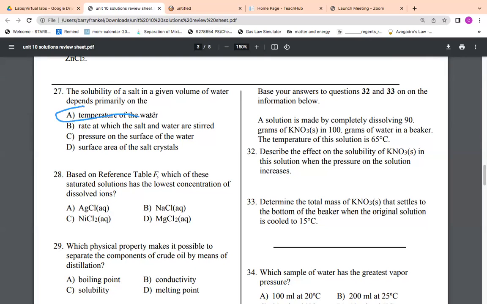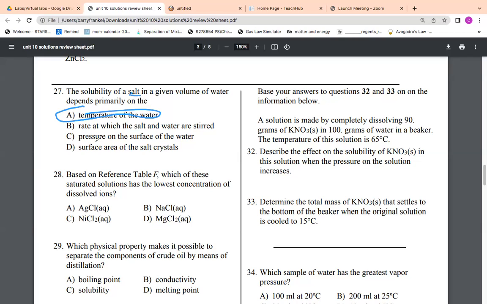this is going to be A. Temperature of the water is going to be the factor that affects the solubility the most. Again, with salts, which are ionic compounds, which are in the solid phase, these typically do better when the temperature is higher. So just think about salt dissolving in cold water versus hot water. It does a lot better in hot water. Number 28, based on Table F, which of these saturated solutions has the lowest concentration of dissolved ions?